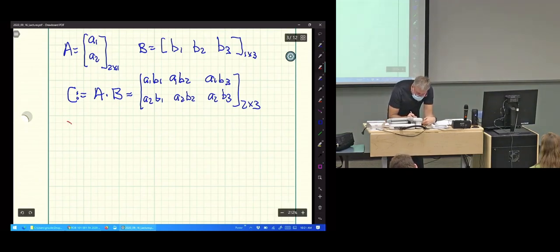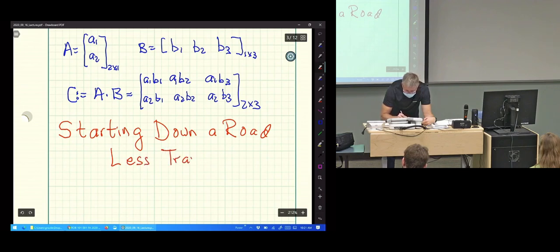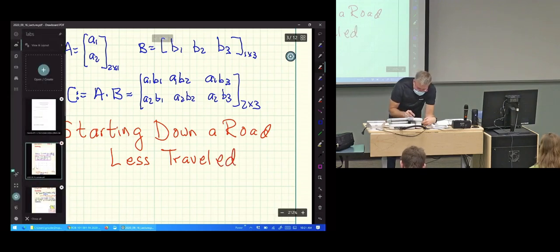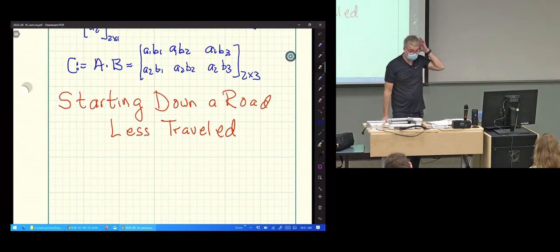So, like Alice down the rabbit hole, we are starting down a road less traveled. Okay, so this is in chapter 4, matrix multiplication.